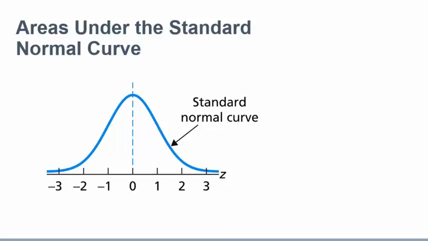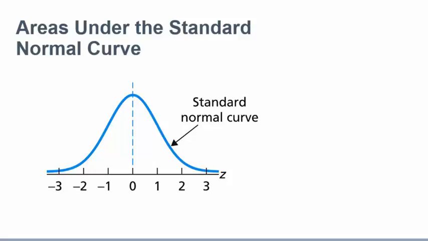At -3, it starts increasing until we get to 0, which is our mean. Then it starts decreasing until it is again very close to our Z axis at 3. Our standard normal curve has a mean of 0 and a standard deviation of 1. So the numbers along the z-axis are -3, -2, -1, 0, 1, 2, 3.